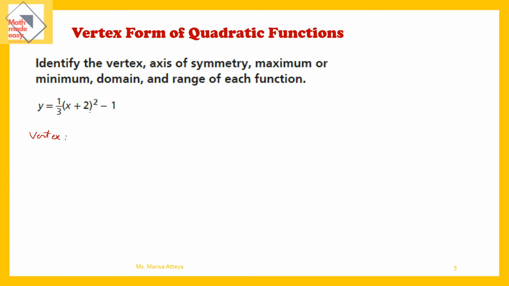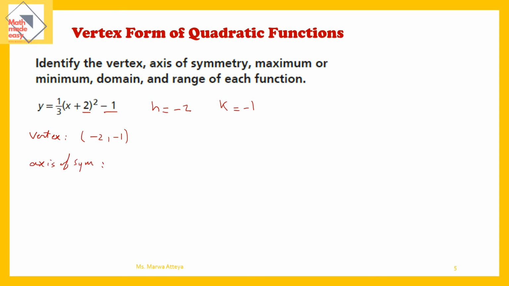Remember, the vertex is (h, k). H here is equal to -2. As we said, we take the opposite sign. K is equal to -1. So the vertex is (-2, -1). So this is done. Axis of symmetry.